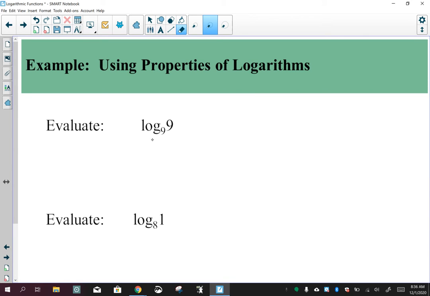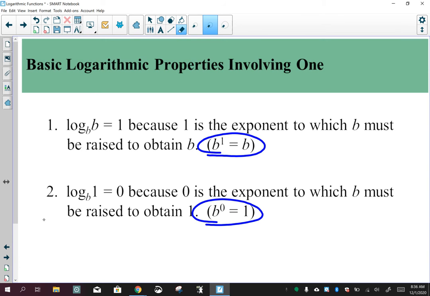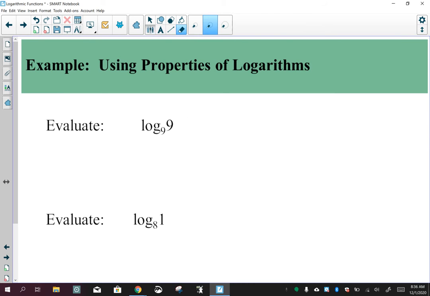So again, if I'm looking at this, my base and my x value are the same. And so if you go back and take a look here, I know that this answer is simply going to be a 1. When I'm looking at this one here and I apply my properties, I know that this answer is simply going to be a 0. And that's all you need to do. You just need to know your properties here. So when they match, it's a 1. When this is a 1, it's going to be a 0. Okay.